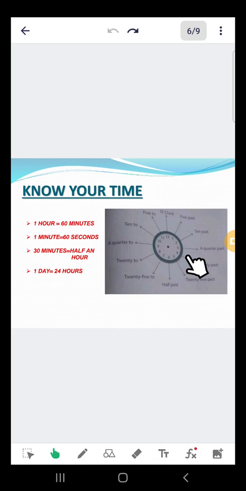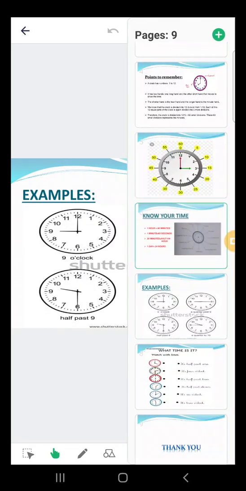So on the right hand side you can see this clock. Here you can see the numbers from 1 to 12 which speak about the time. 1 is for 5 past, 2 is for 10 past, 3 is for a quarter past, 4 is for 20 past, 5 is for 25 past, 6 is for half past, 7 is for 25 to, 8 is for 20 to, 9 is for a quarter to, 10 is for 10 to, 11 is for 5 to, 12 is for 12 o'clock. So now children, let us do some examples for this.